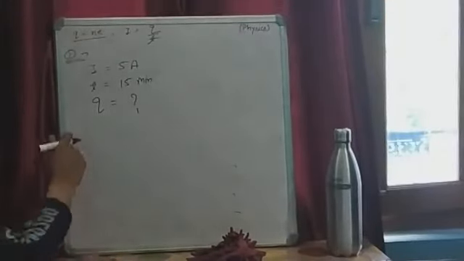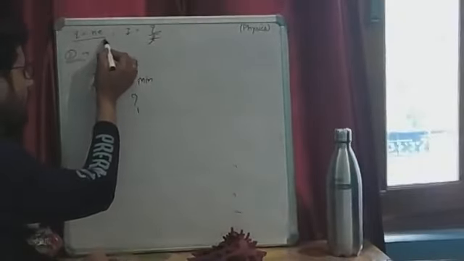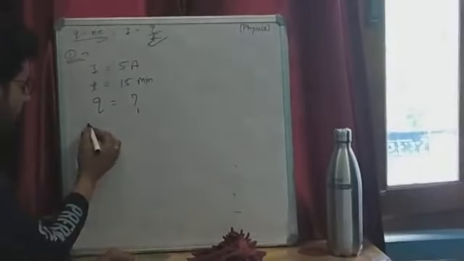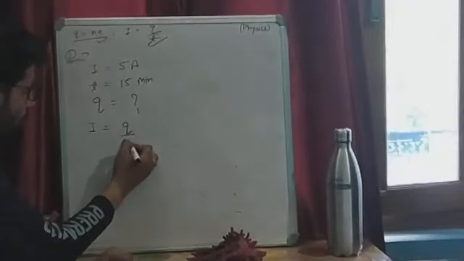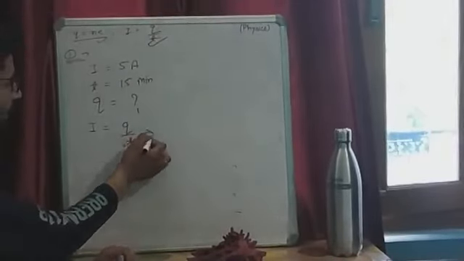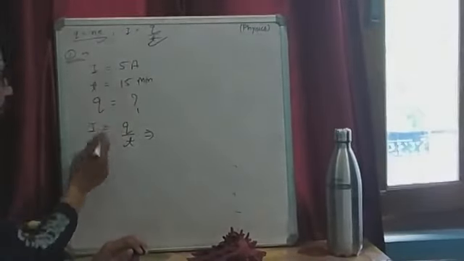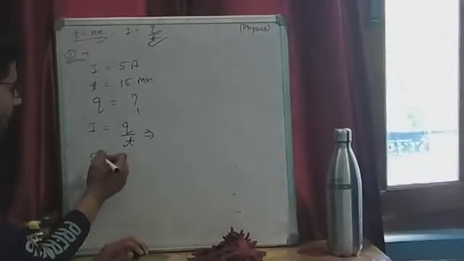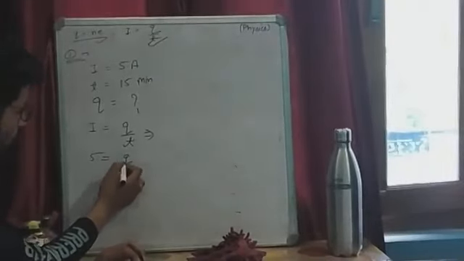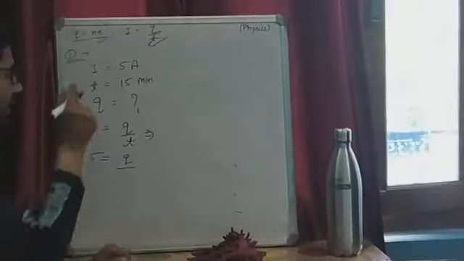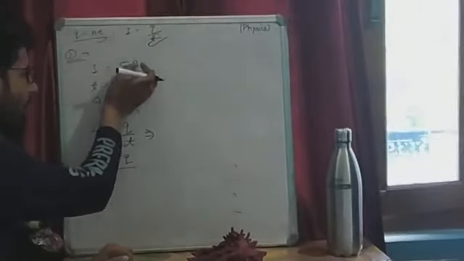Now we have two formulas, Q equals N E and I equals Q upon T. So we will use this formula. What is the formula for electric current? I equals Q upon T. Then place all the values here. In place of I, we will put 5 ampere. What about Q? We don't know. What about T? This is very important. In this question, we have time T equal to 15 minutes, and electric current I equal to 5 ampere.